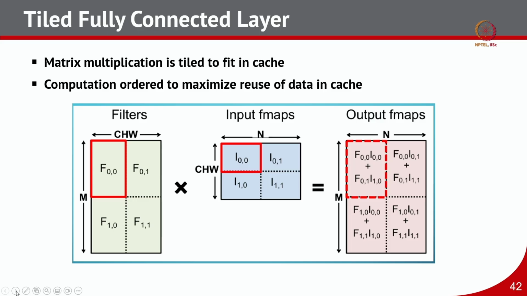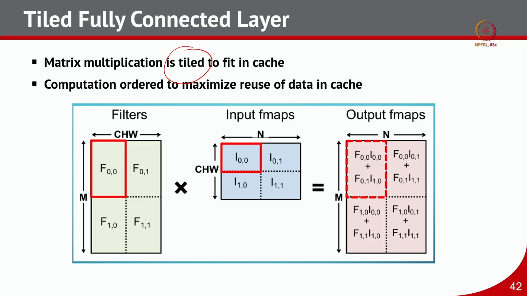Now, when we have a large matrix multiplication, and if it doesn't fit into the cache, then the matrix multiplication is tiled to fit into the cache. This tiling is a very important concept which is used in any modern-day compiler or library. Then the computation is ordered to maximize the reuse of the data in cache.